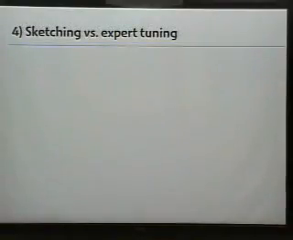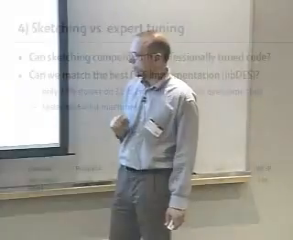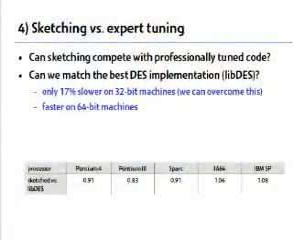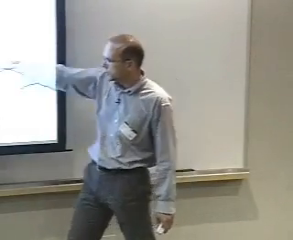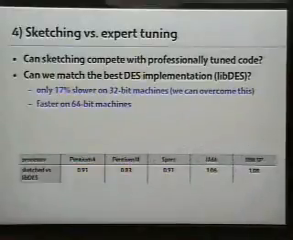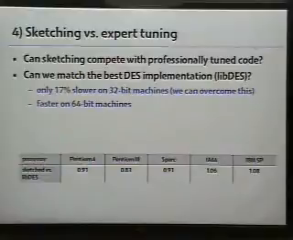And finally, we compared an implementation of DES with libDES, which is, we believe, the best publicly available portable DES version. And on a 32-bit machine, we are about 17% slower in the worst case on Pentium 3. And we can overcome it when we make the sketching more general. And we were actually faster on 64-bit machines.